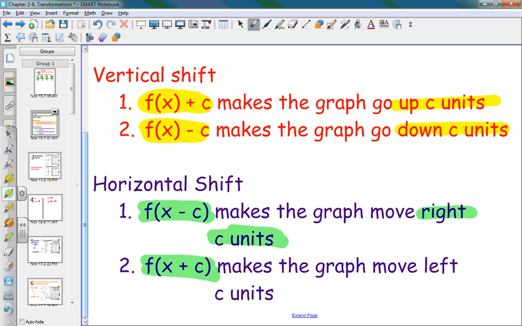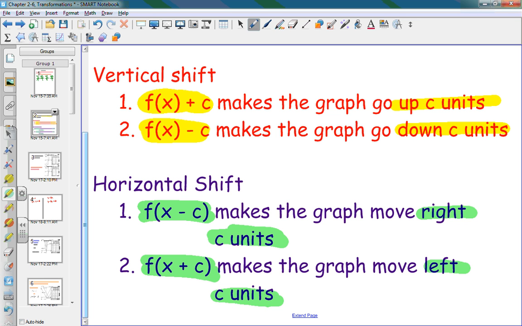If I have f of x plus c, you would think the plus would mean you go to the right. No. It messes with your head, so it's actually going to the left. Like using a turn signal, you put it down, but it means you go left or up. So that's the horizontal concept. Do we understand that?